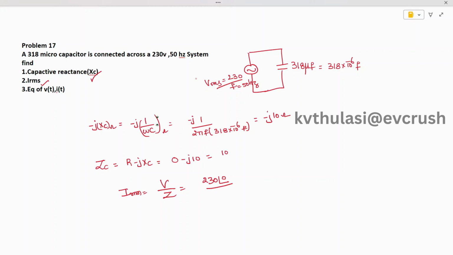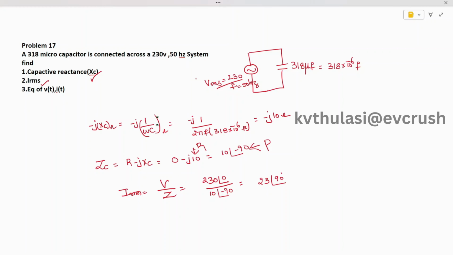So this is in polar form. We can perform the division and multiplication in polar form. For the resultant current, 230 divided by 10 gives 23, and the minus 90 goes to the numerator, so you are going to get plus 90. This is the RMS current value, 23 at an angle of 90.